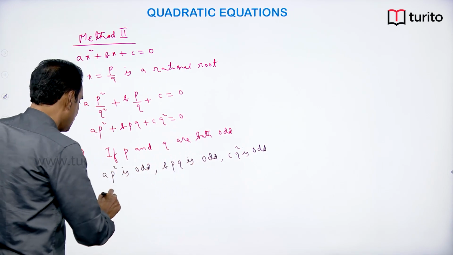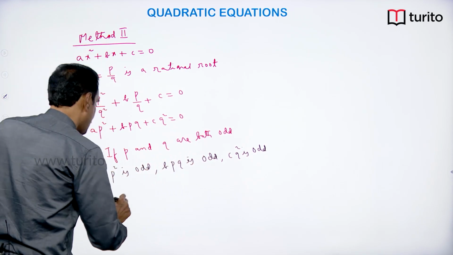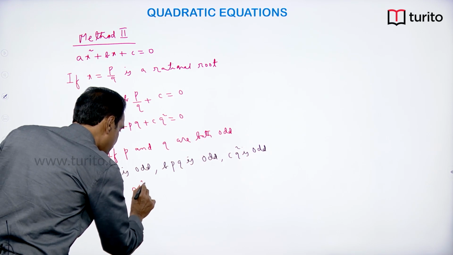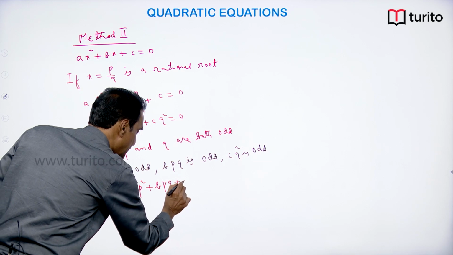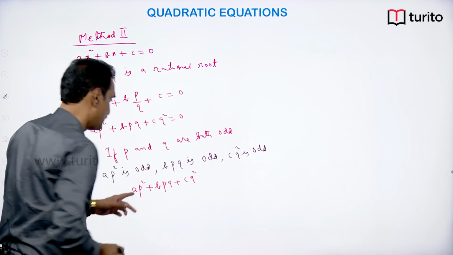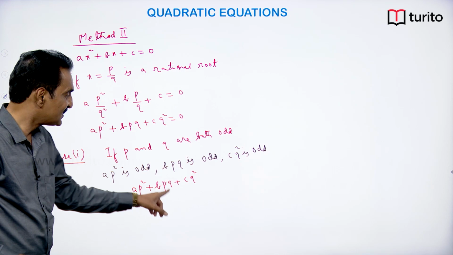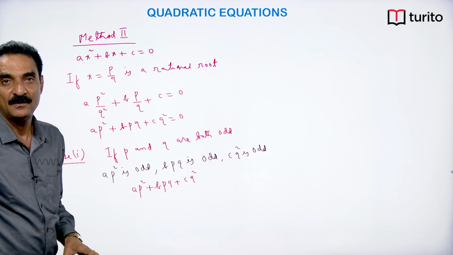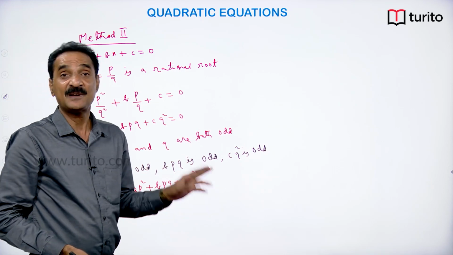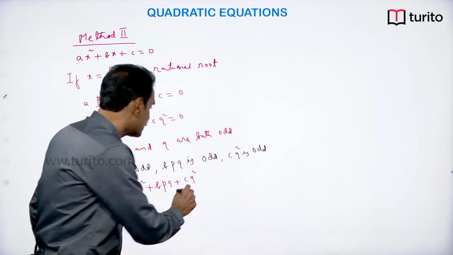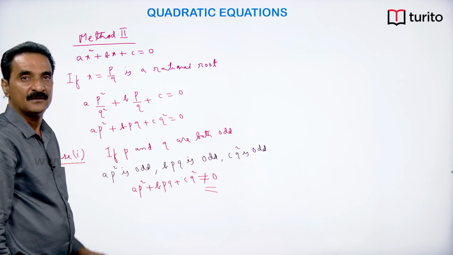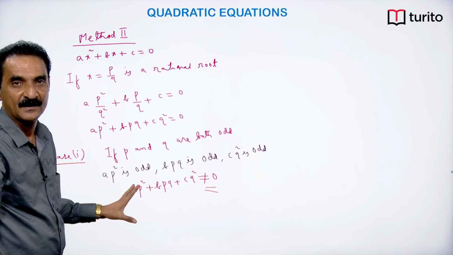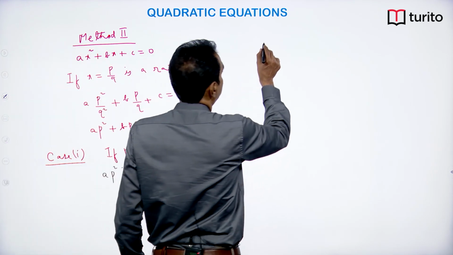Then AP square plus BPQ plus CQ square, odd plus odd plus odd, can it be 0? Odd plus odd plus odd must be odd, but 0 is even. So, this cannot be equal to 0. So, this case failed. Now, case 2.